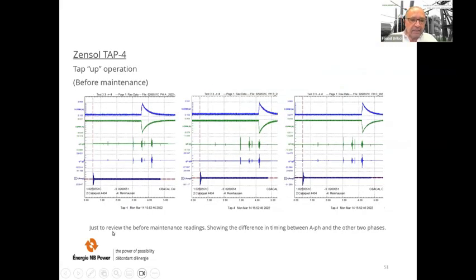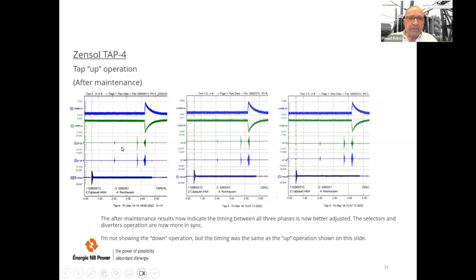Just to review the before maintenance reading, showing the difference in timing between A phase and the other 2 phases. So, as we have seen here, this is before maintenance. And now it's after maintenance. The after maintenance results now indicate the timing between all three phases is better adjusted. The selectors and diverter operations are now more in synchronization. I'm not showing the down operation, but the timing was the same as the up operation shown on this side. So here you can see the good adjustment, exactly at the same time for A, B, and C.